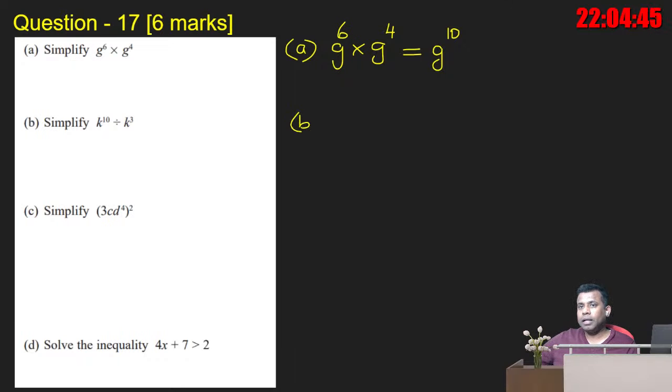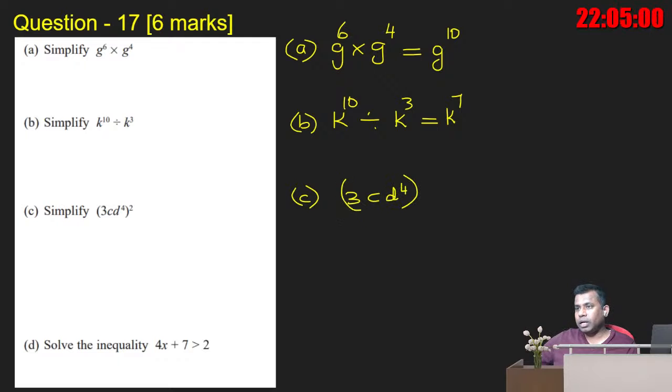The B part: k to the power 10 divided by k to the power 3 is k to the power 7. C part: 3cd^4 all to the power 2. To the power 2 means you square everything. So 3 squared is 9, c squared, and d to the power 4 to the power 2, you multiply the powers, 4 times 2 is 8. Careful, that is the answer for the C part.